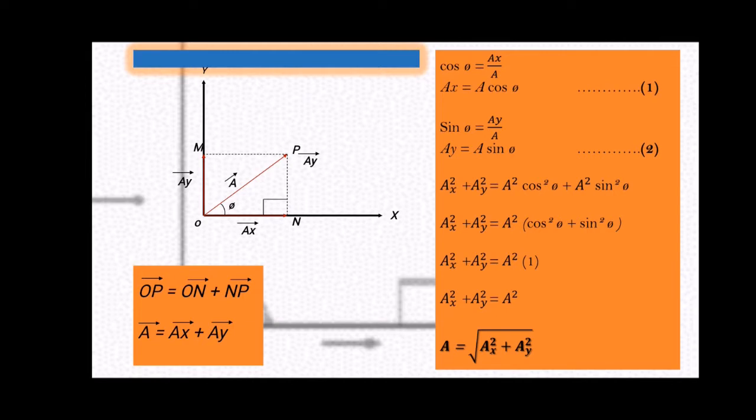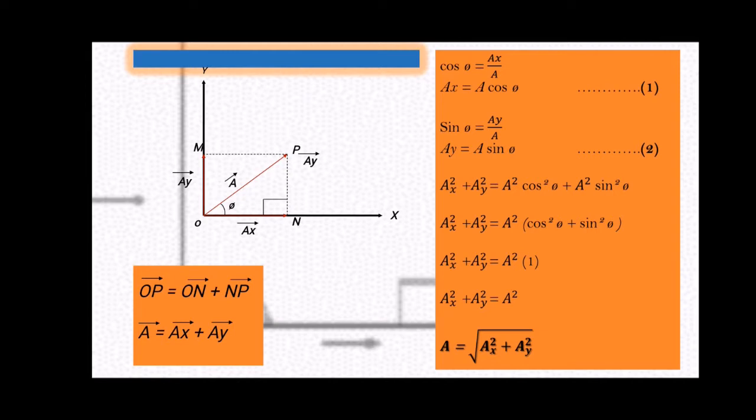Then we will have A sub x is equal to A cosine theta. So that's our equation 1. Next is sine theta is equal to A sub y over A. Then we have A sub y is equal to A sine theta. That's our equation number 2.